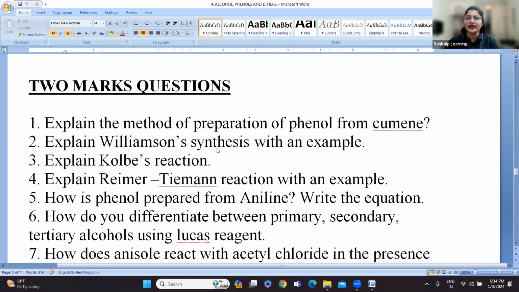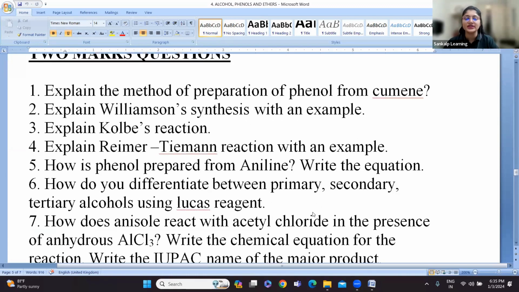So what we are doing in Kolbe's reaction, students? We are taking sodium phenoxide, that is, phenol and sodium hydroxide, and we are heating it with carbon dioxide at 413 Kelvin and at an atmospheric pressure of 6 to 7. Then we are doing acidification, and on acidification it gives you salicylic acid. So this was the reaction which we have seen.